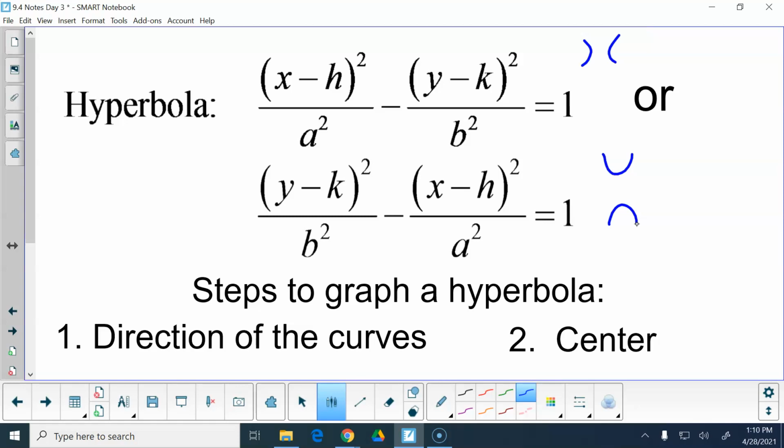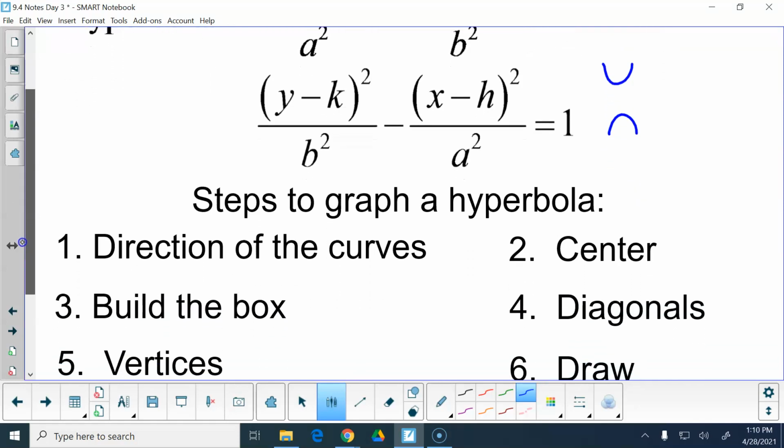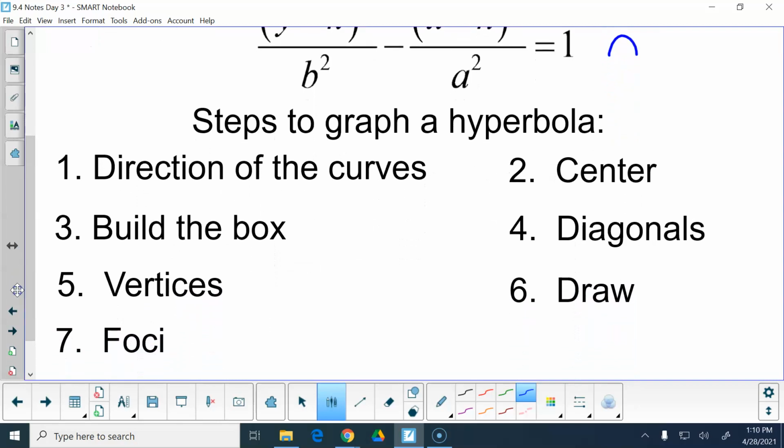7 steps to graphing a hyperbola. First off, we need to find the direction of our curve. So we're going to just look at the equation that's given to us, decide which way, left or right, up or down. Then we're going to find the center. We've been finding the center or the vertex like that since day 1 of this unit, unit 9. Then we're going to build the box around the center. Okay? That's our no-fly zone.